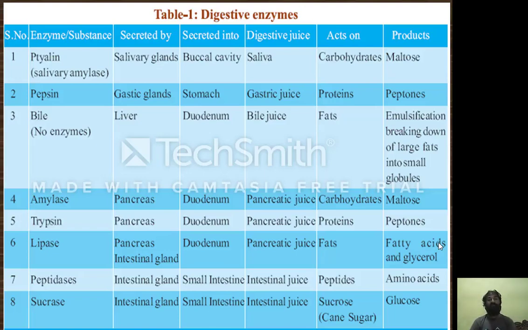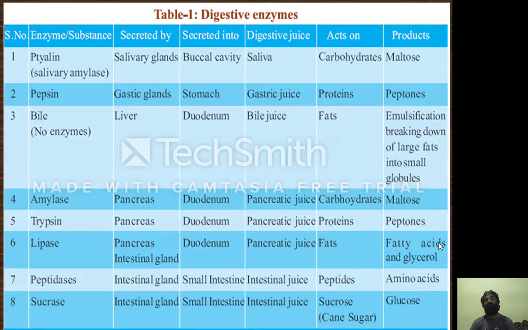Here the peptidases act on peptides, and the peptides are broken down fully into simple amino acids. The sucrases act on maltose sugars, cane sugars and other sugars, and these are converted into glucose by the action of the sucrase enzyme. So finally, the carbohydrates in the food are converted into glucose, the proteins are converted into amino acids, and the fat molecules are converted into fatty acids and glycerol.